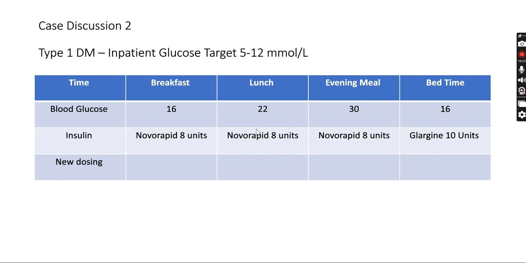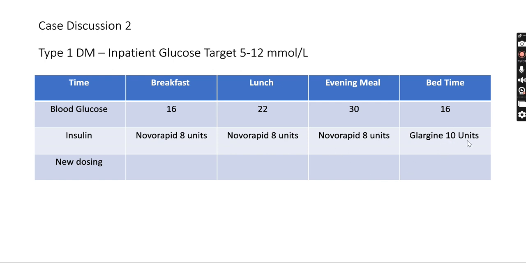Again, Novorapid 8 units given at pre-lunch is not able to cover, so the glucose is getting higher, 30 millimole before the evening meal. The same thing applies. Pre-evening meal, 8 units given, not able to cover the bedtime glucose within the range. So that needs to be increased.